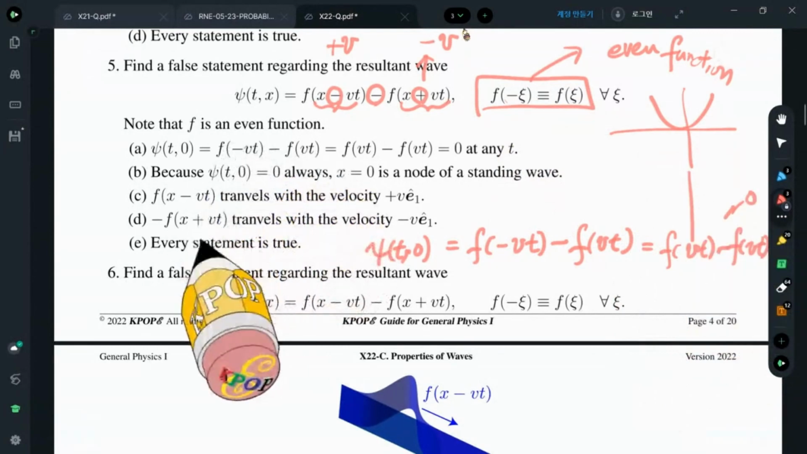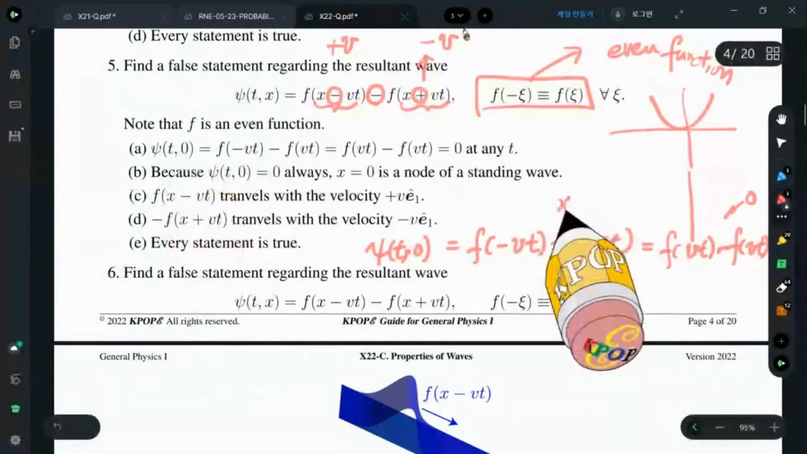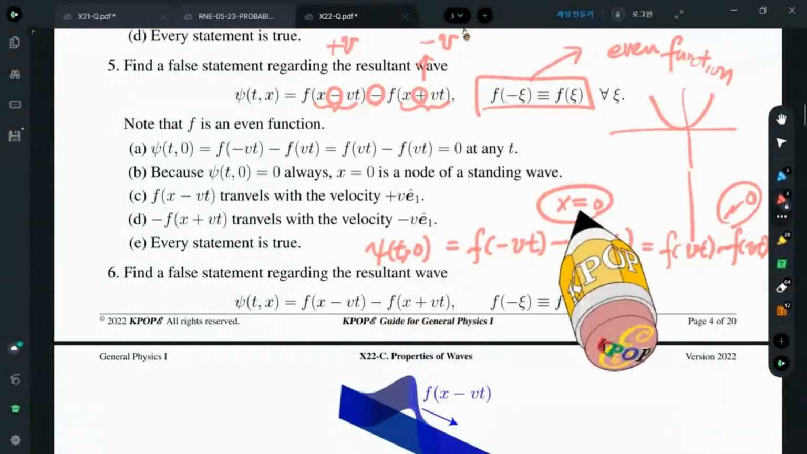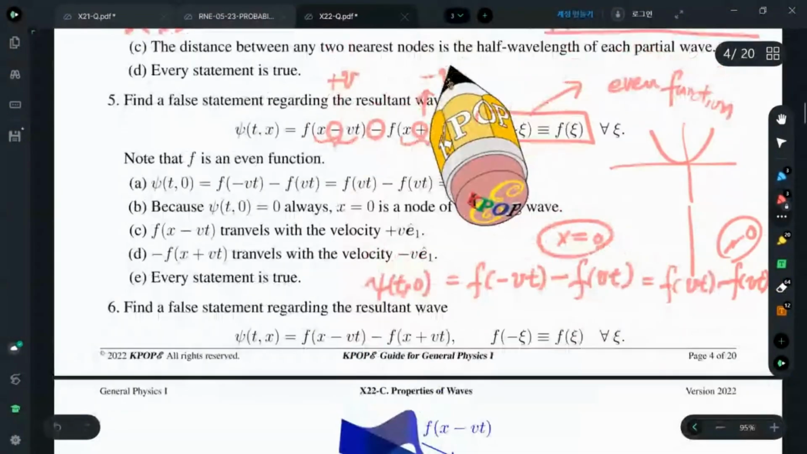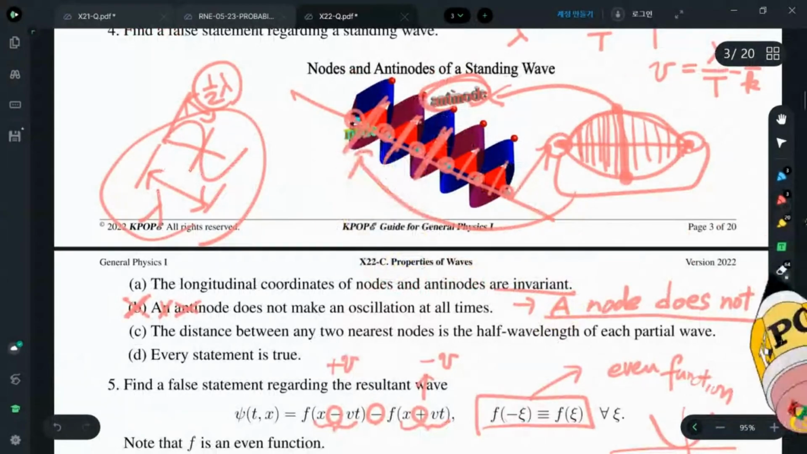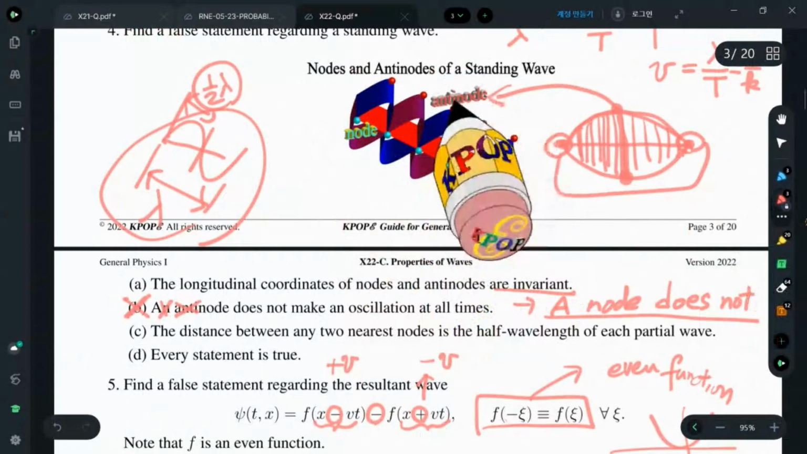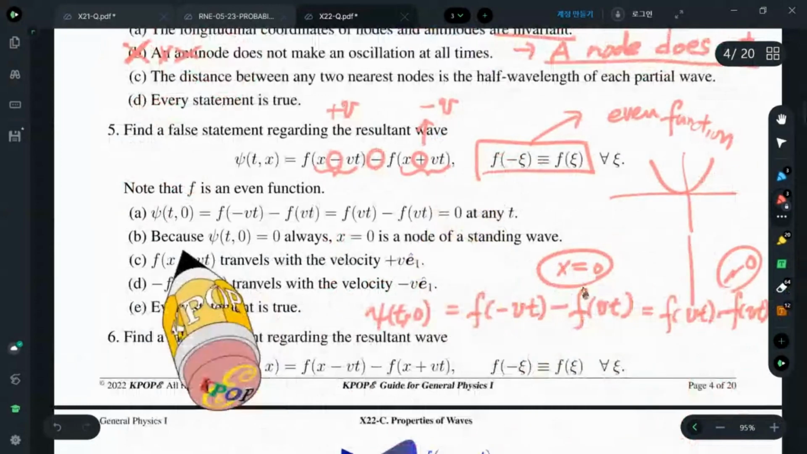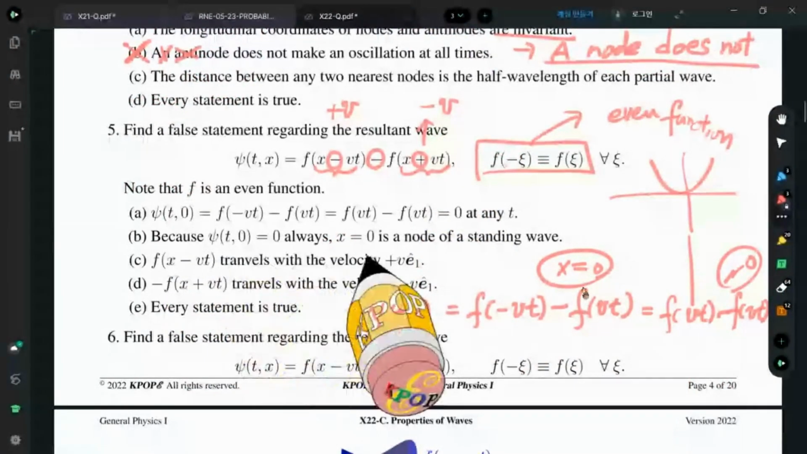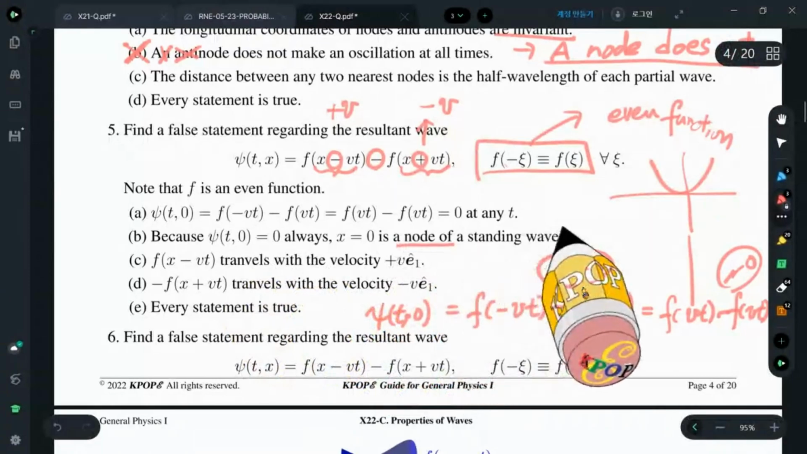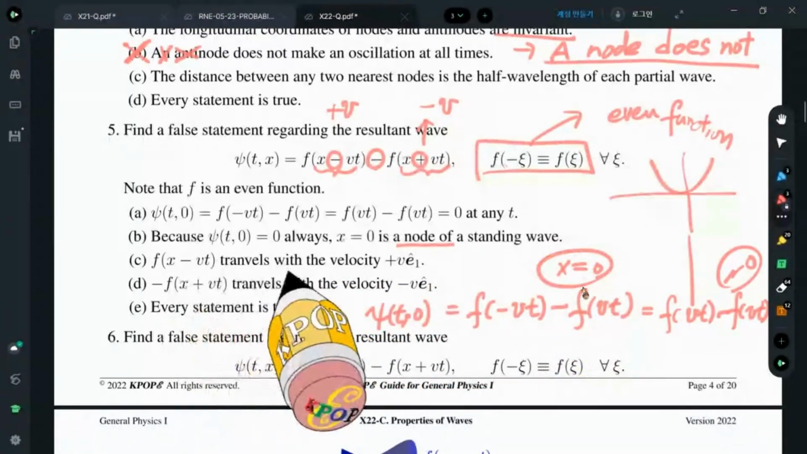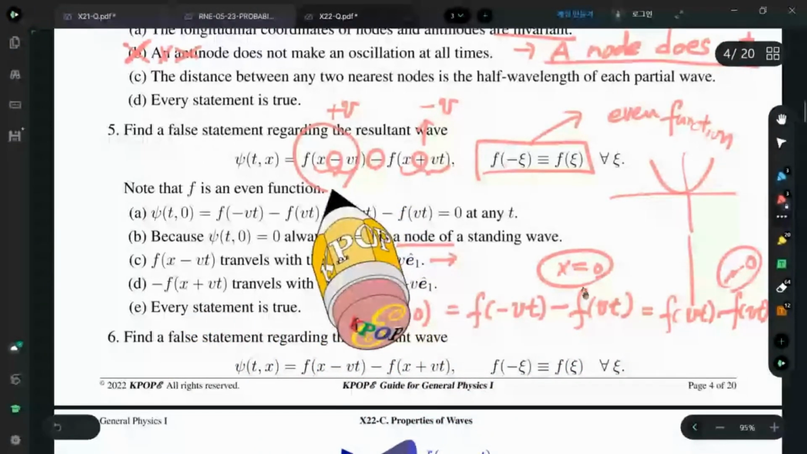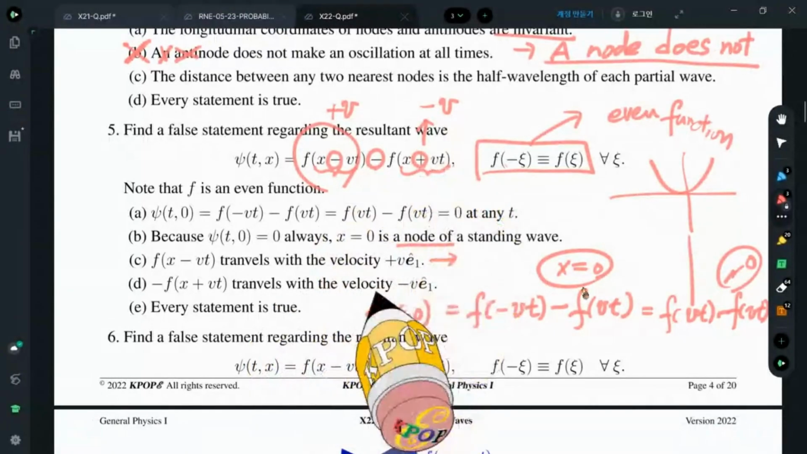This one shows that x equals 0 does not oscillate at all time. That means this is something like an antinode. Node, not antinode. Node does not oscillate. Because it is always 0, this is a node of a standing wave. That's fine. This one travels with the velocity plus v along the x-axis. That's correct. This one travels with the velocity minus v. That's correct.